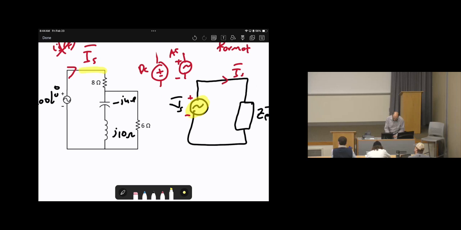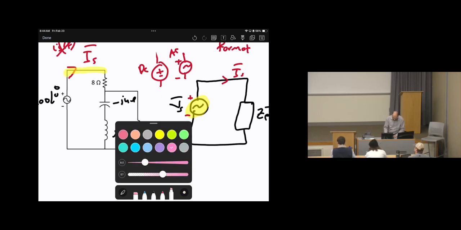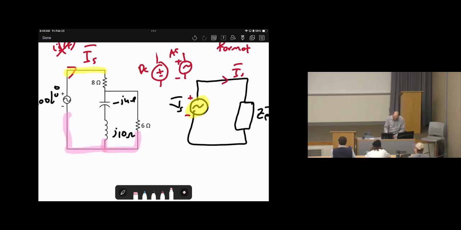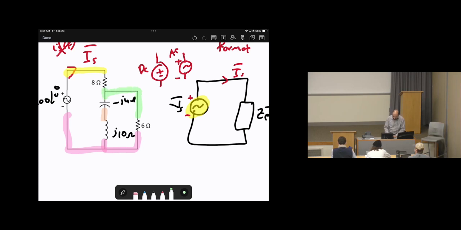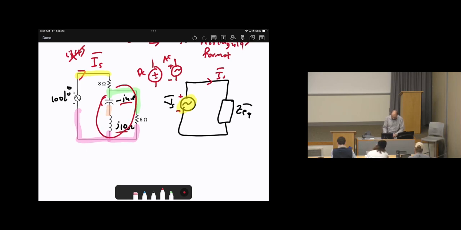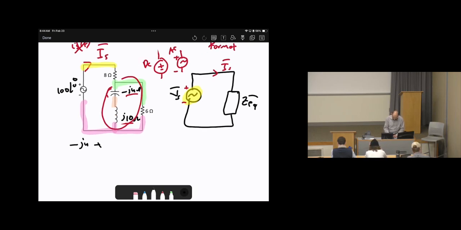Label the nodes. This is the yellow node, pink node, orange, and green. Now look at negative J4 and J10. Are these sharing the same current? Yes, these are sharing the same current. So these two elements are in series. So negative J4 plus J10 in series, their answer will be J6.